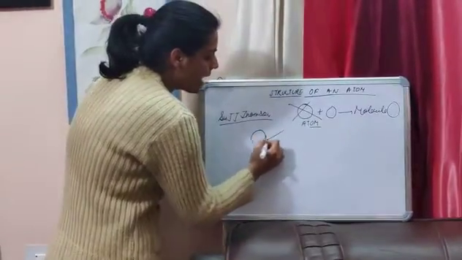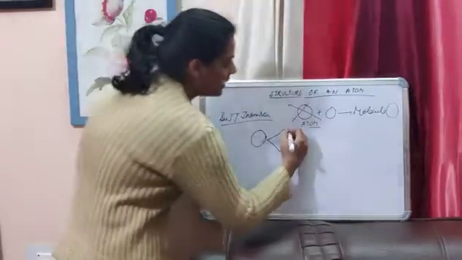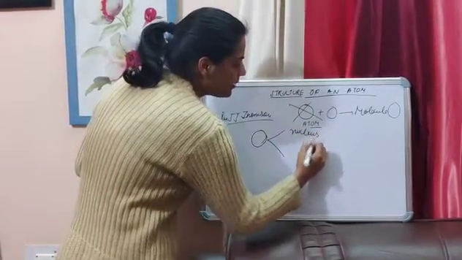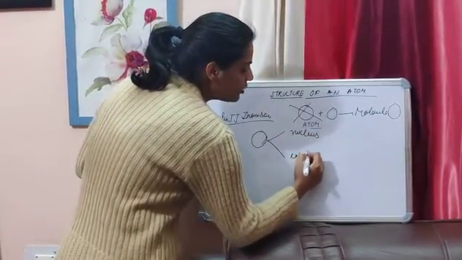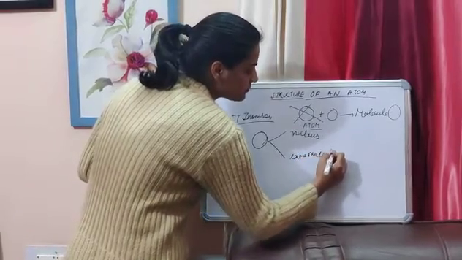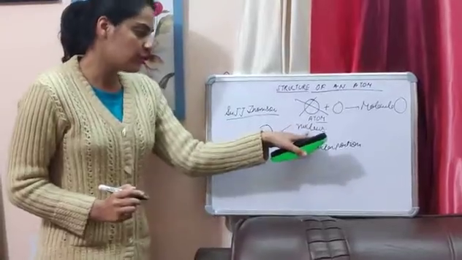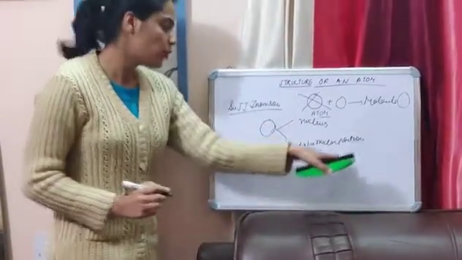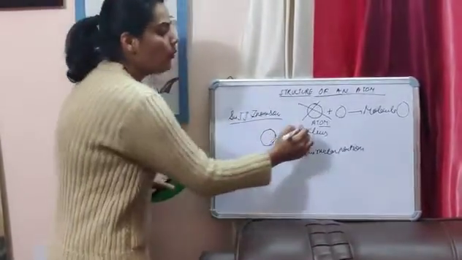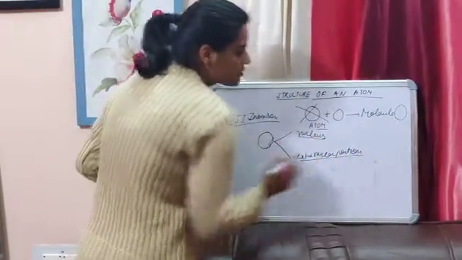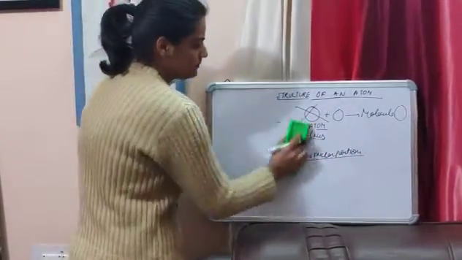Now this atom has two portions. One is the nucleus and one is the extranuclear portion. He told that one is the nucleus and one is the extranuclear portion. It means inside an atom, there is a nucleus and there is an extranuclear portion.